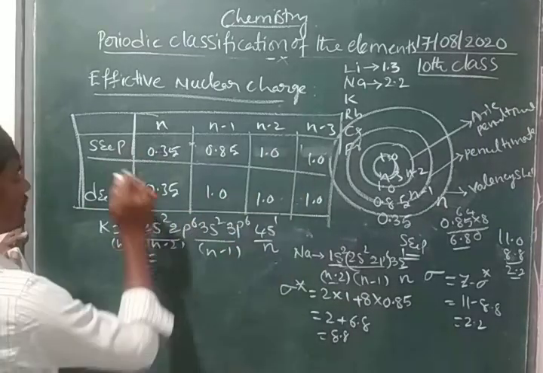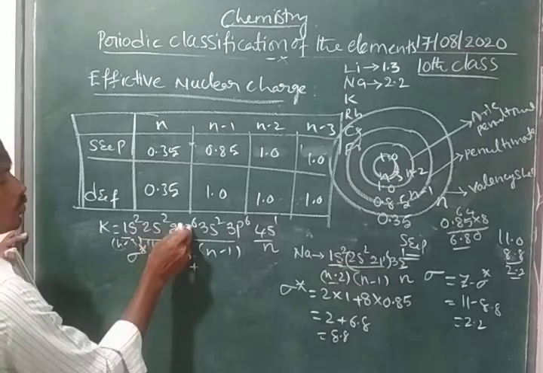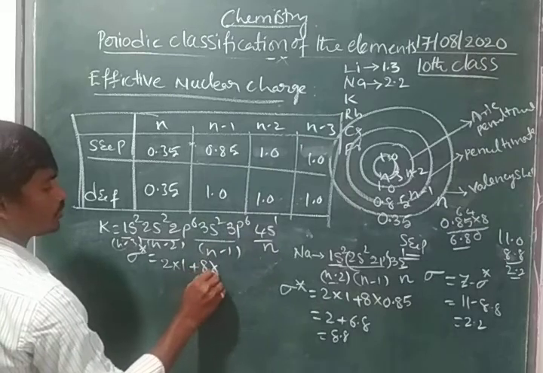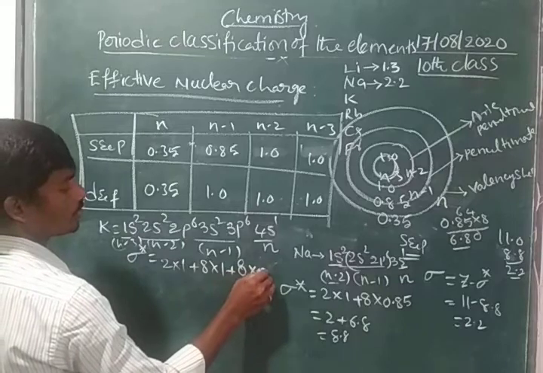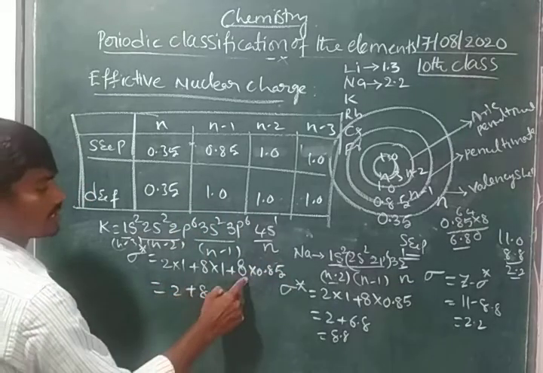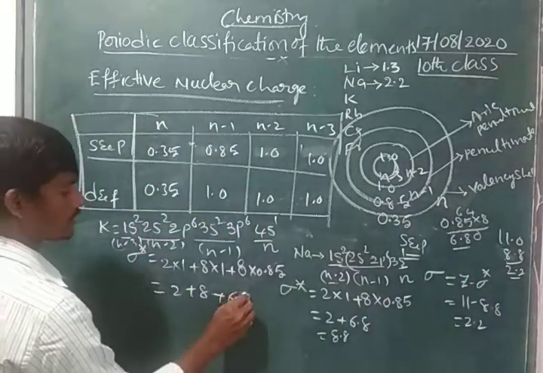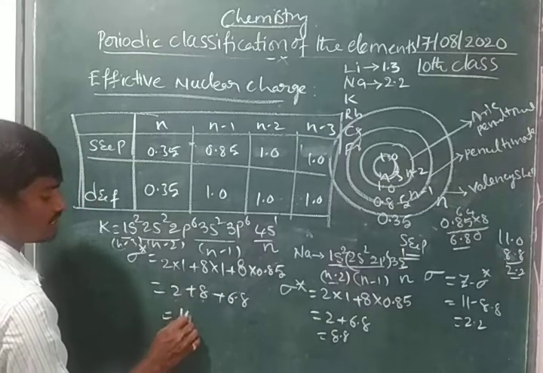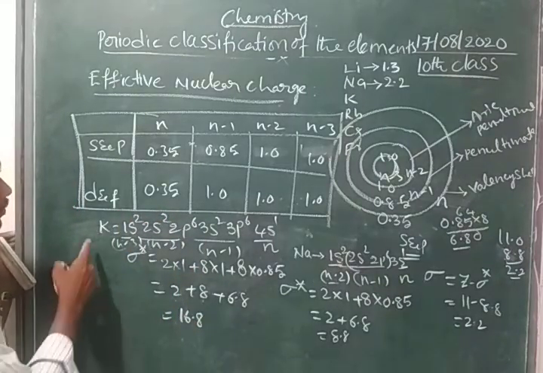For n minus 3, the s and p orbitals are 2 into 1. Plus 2 plus 6, 8 electrons, into n minus 1 and n minus 2, that means 8 into 1 plus 8 into 0.85. Now 2 plus 8 plus 8 into 0.85, how much are we getting, children? 6.8. So total 8 plus 2 is 10, plus 6.8, 16.8. But what is the atomic number of potassium, children?